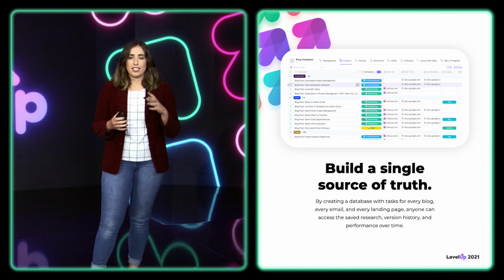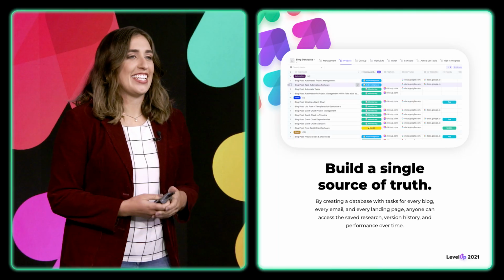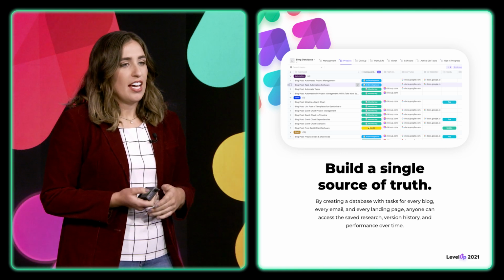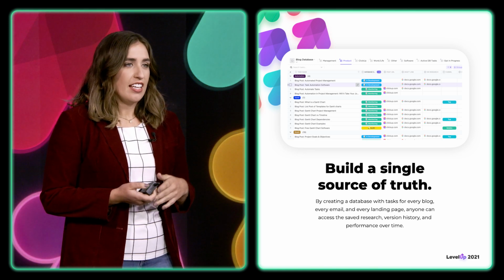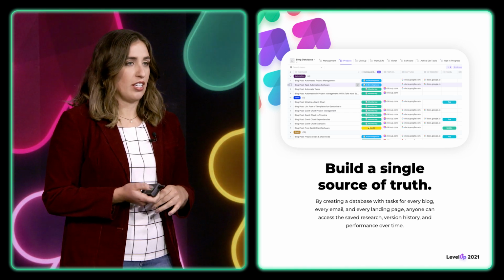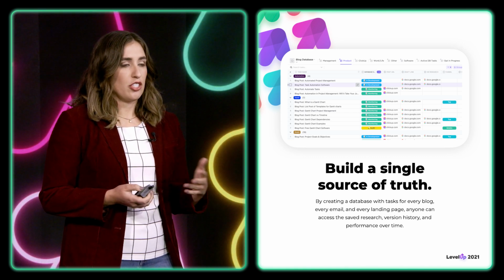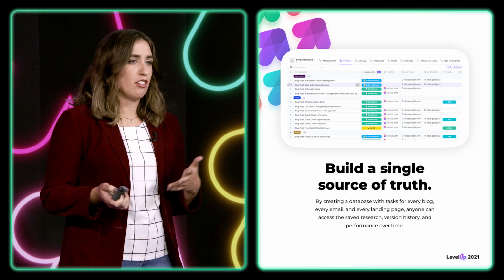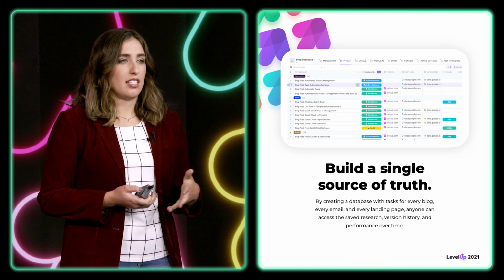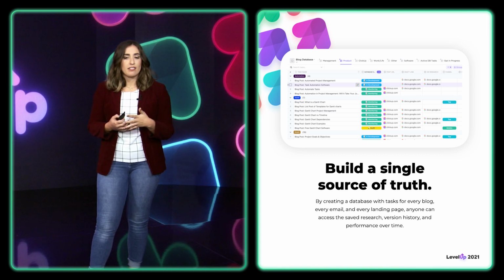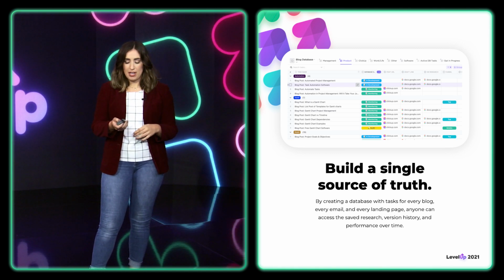So here at ClickUp, we've created databases with tasks for every blog, every email, every landing page, and anyone can access the saved research, version history, and performance over time. You'll see in the screenshot here is a snippet of our blog database. They can see the keyword research, for example. They can see where it fits in the funnel. They can see the draft, and so on and so forth, what category they're in. And it's just super helpful for not even the content team itself, but for aligning with emails, they can see what resources they have. So because it all lives in ClickUp, anyone can access this from anywhere.